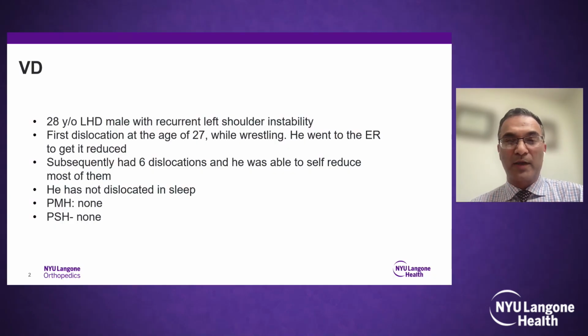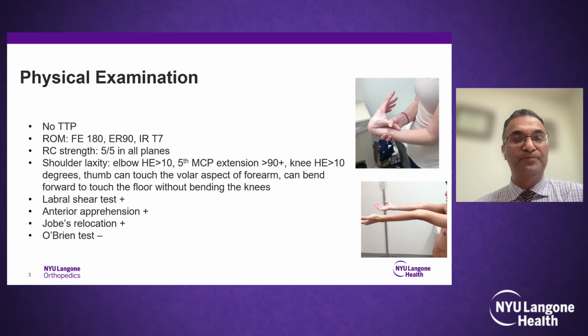28-year-old left-hand dominant male with recurrent left shoulder instability. His first dislocation was at the age of 27 while wrestling with his friend. Went to the ER to get it reduced. Subsequently had 6 dislocations prior to seeing me, and he was able to self-reduce most of them. The majority of dislocations were with a certain degree of trauma. No dislocation in sleep, nothing in past medical or past surgical history.